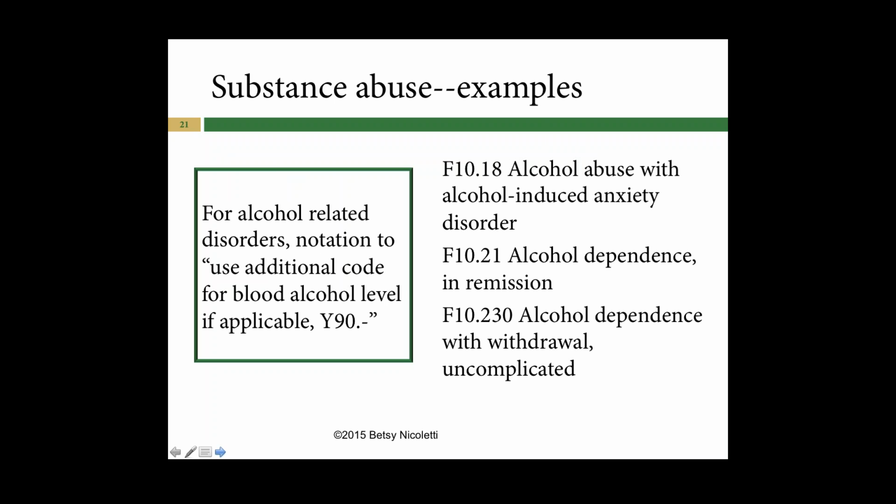F10.18, alcohol abuse with alcohol-induced anxiety disorder. Here's the one in the middle we're going to talk about again, F10.21, alcohol dependence in remission. There's no more personal history of alcohol dependence. Now, that's in the mental health chapter: alcohol dependence in remission, or alcohol dependence with withdrawal, uncomplicated. Some of us might say, well, if they're in withdrawal, how can it be uncomplicated? But I'm just a coder, so I'm going to code what the clinician says to me.